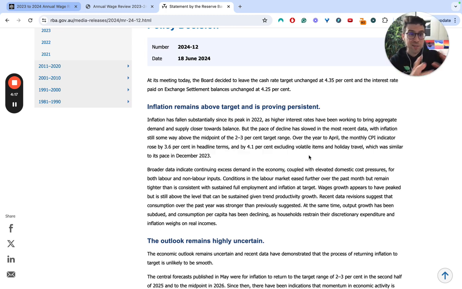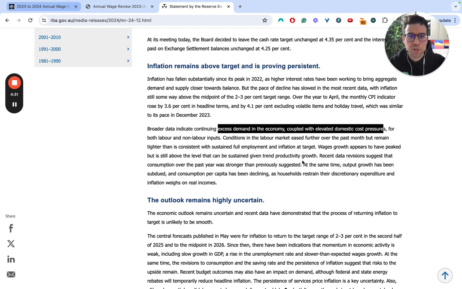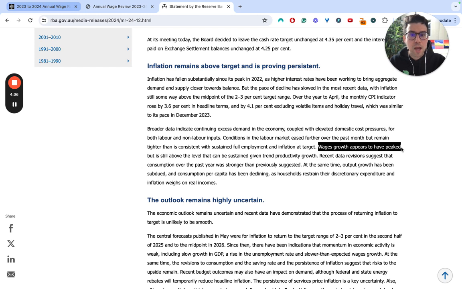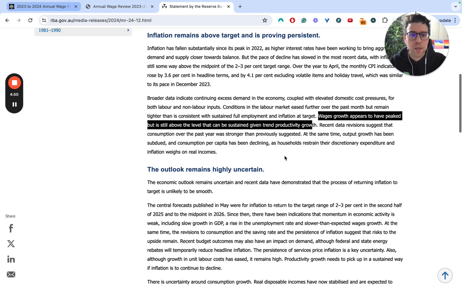Now, that's similar to December. So in some respects, they're saying, look, inflation's sort of gone a little bit back to where it was. We thought we had sort of gone over that hump, and it looks like it's coming back. And in part, they're saying that there still continues to be excess demand in the economy with some elevated cost pressures, right? Now, they do think wage growth has peaked, but it is still above a level that they think can be sustained given productivity growth, i.e. it may be slightly inflationary in pressure and driving some of the ongoing inflationary pressure.